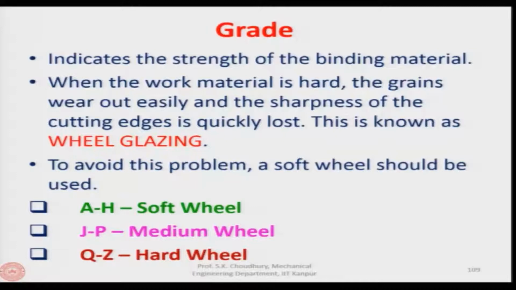Similarly, the grade indicates the strength of the binding material. As I said, when the work material is hard, the grains wear out easily and the sharpness of the cutting edges is quickly lost. This is known as wheel glazing. If you have a hard workpiece material and a hard wheel, the grains on the surface of the wheel will be quickly worn out, and since the wheel is hard, those worn out grains will not be dislodged from the surface of the wheel. So, they will stay, and that will rub more and consume more power.